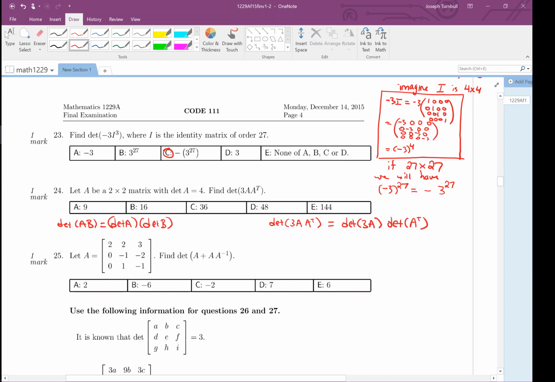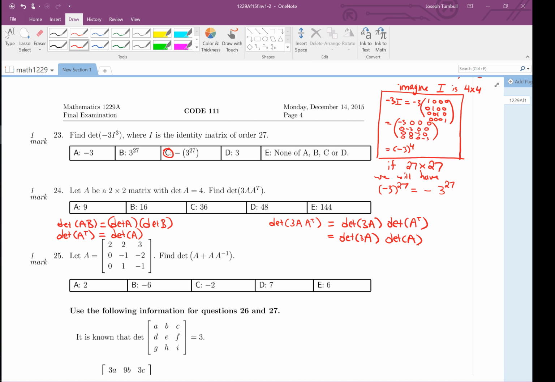Then determinant of A transpose. Transposing does not change the determinant, so determinant of A transpose is just the determinant of A. So this can be rewritten as determinant of 3A times the determinant of just A.